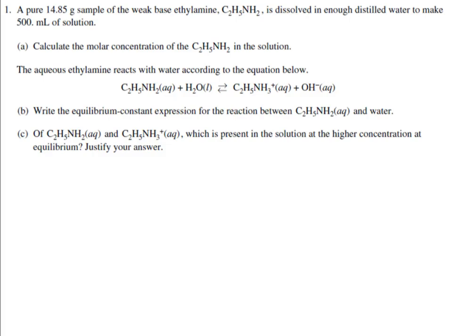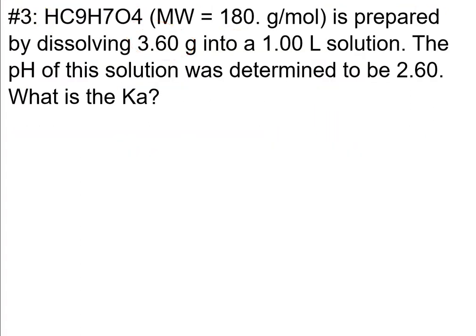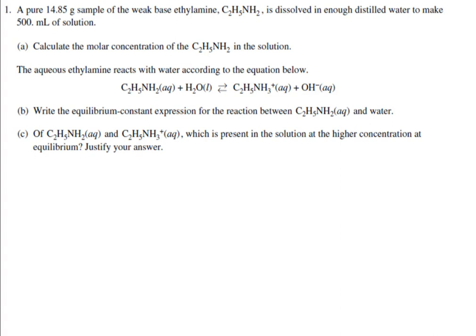Let's see what we got next. Okay. So here we go. A gram sample of weak base is dissolved in enough distilled water to make 500 milliliters of solution. Calculate the molar concentration of that in the solution. So this is the same one, except you have to find this molar mass. So just add the pieces. Write the equilibrium.